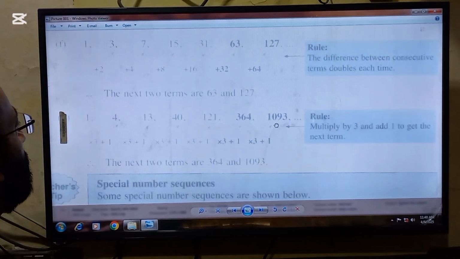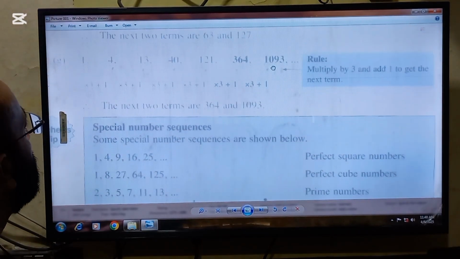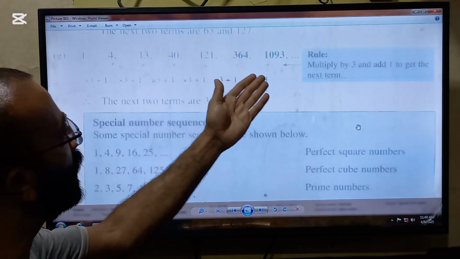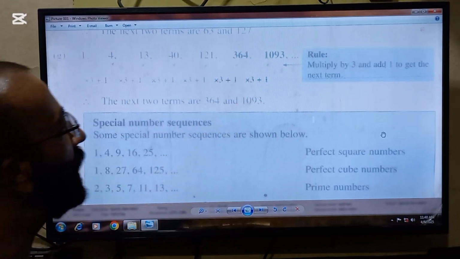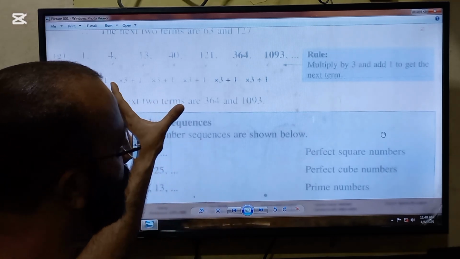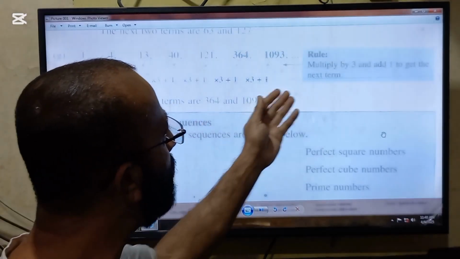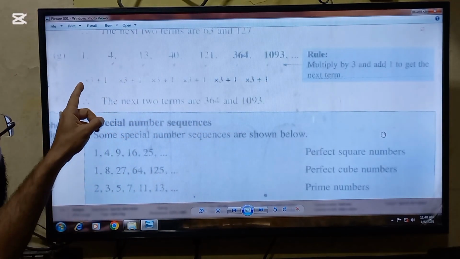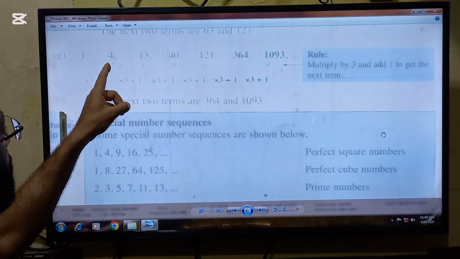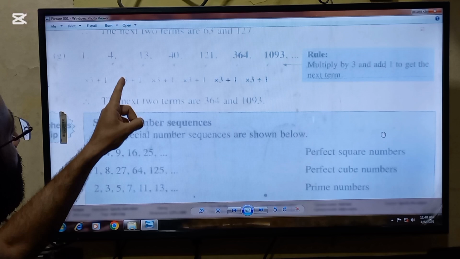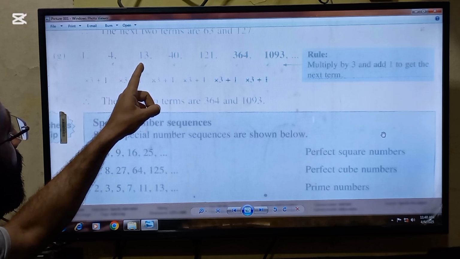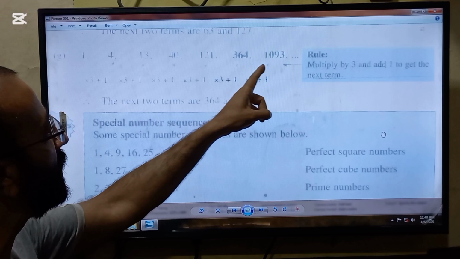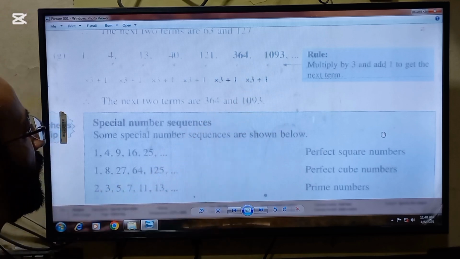The next number sequence is 1, 4, 13, 40, 121, and so on. So the rule we can pick in this number sequence is multiply by 3 and add 1 to get the next term. That is, multiply by 3 plus 1 will give us the result 4. Multiply by 3 plus 1 will give us the result 13, and so on. So in this way we can get 364 and 1093 as the results.